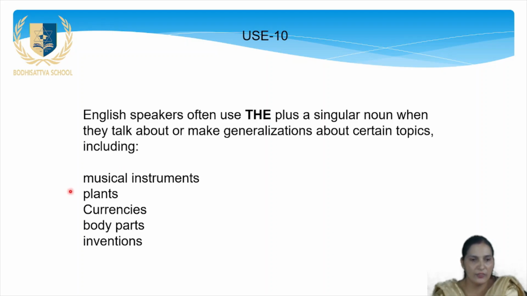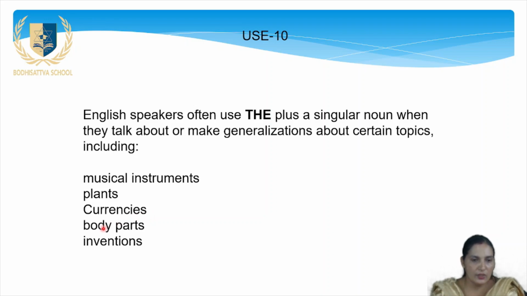They are given as follows: musical instruments. For example, the guitar, the flute. At that time we can use the article for musical instruments. And next one, plants. For the name of plants we can use the article. The banyan, the coconut tree. And the next one, the name of currencies also we can use the: the dollar, the euro. These are the examples where the article is used.